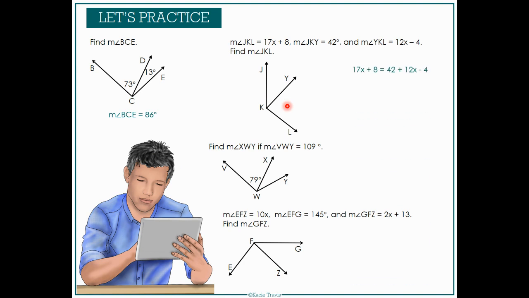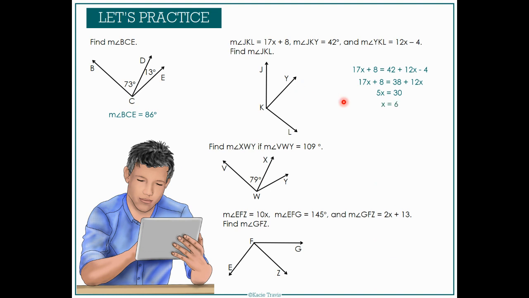All right. First off, I know that the whole thing, 17x plus 8, equals the 42 plus 12x minus 4. I start combining my like terms, which is how I get 38 with this 12x. Now I bring all my x's to one side, all my constants to the other. So I took the 8 and subtracted it. I took the 12x and subtracted it. That's how I end up getting to 5x equals 30. I then have to take both sides and divide them by 5, which is how I get x equals 6.